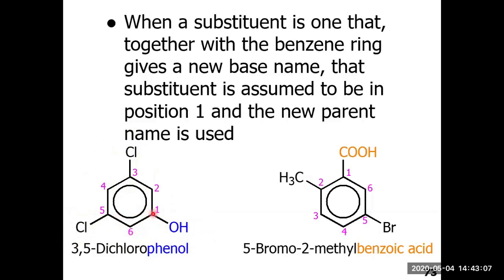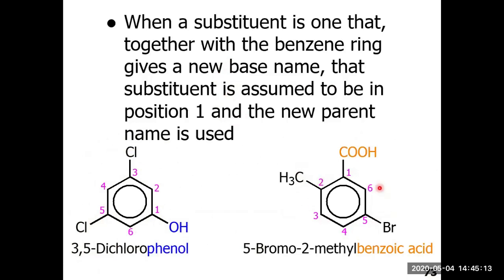If we number the ring, we also have to make sure that the chloro substituents still get the lowest possible set of locants. So the name for this molecule will become 3,5-dichlorophenol. Let's look at another example to explain this rule.